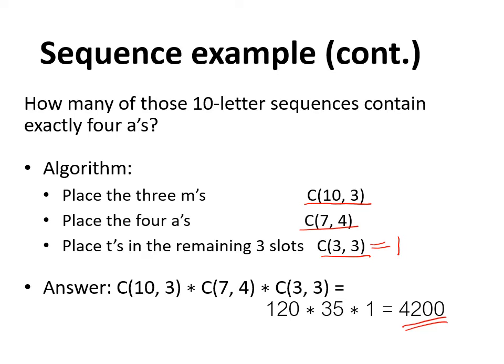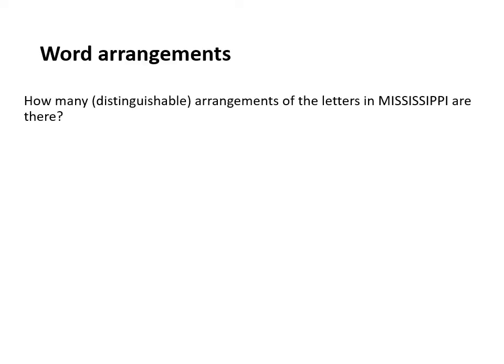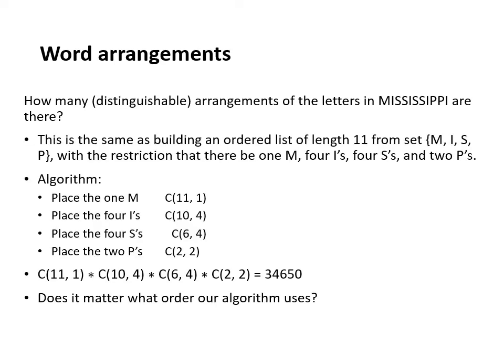Okay. So let's move along. Let's look at another example. So this one is about word arrangements. So the question is to compute how many distinguishable arrangements of the letters in Mississippi there are. So try to do it on your own, and after we're done, take a look at my solution, which goes as this.